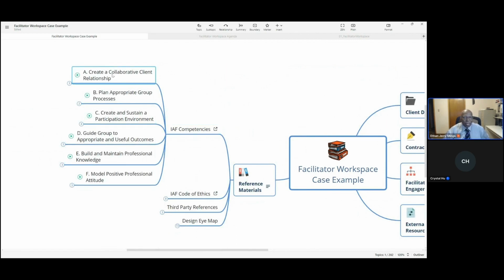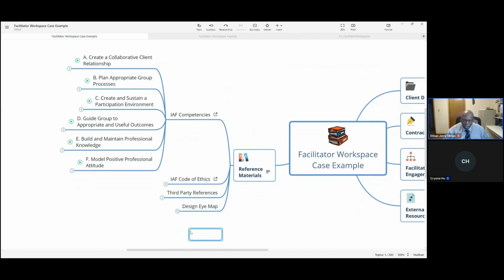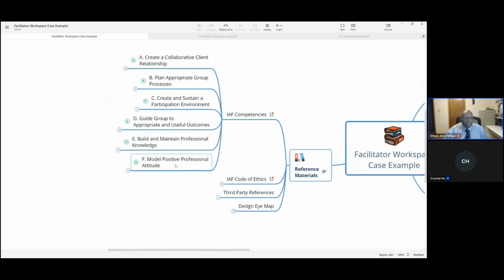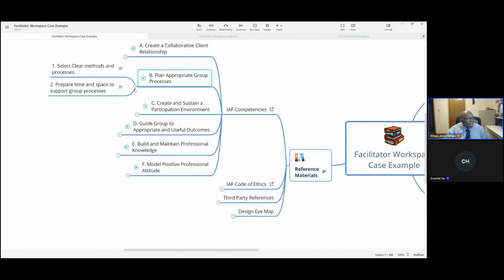So did I work collaboratively with the client? I think so on this design. We co-designed. Have I picked the appropriate methodology to facilitate the event and work with the group? How did I create and sustain participation? And how did I facilitate, enable them to arrive at an appropriate and useful outcome? And how will this material help me with my professional development and my professional attitude? You'll notice here in the map, I've included the actual details for each one of these from the competencies.